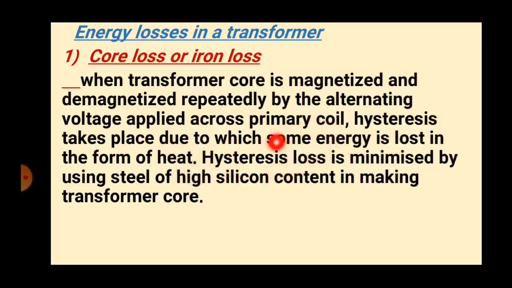How to minimize the hysteresis loss? By using steel of high silicon content in making the transformer core. This is a material having the least hysteresis loss. Alloys like mu metal and silicon steel are used to reduce the hysteresis loss. Are you clear, children?